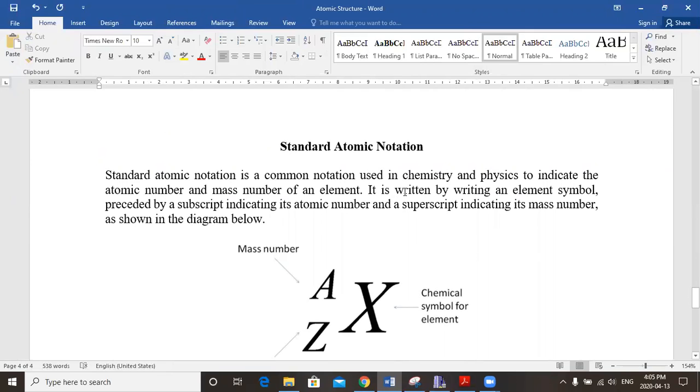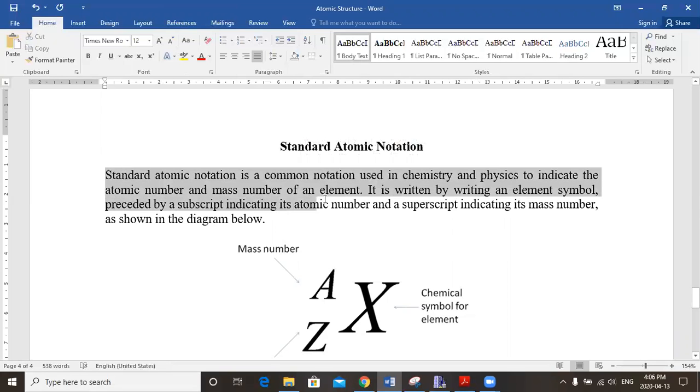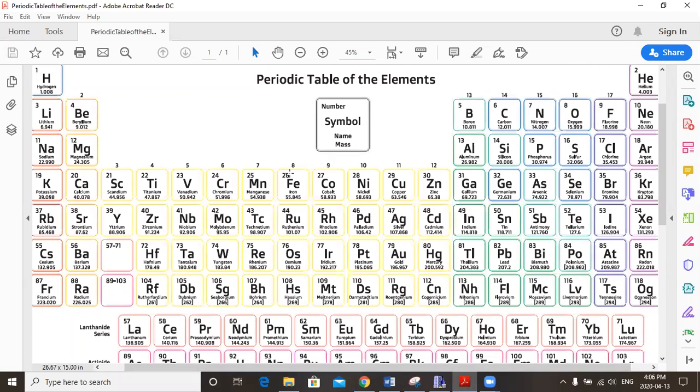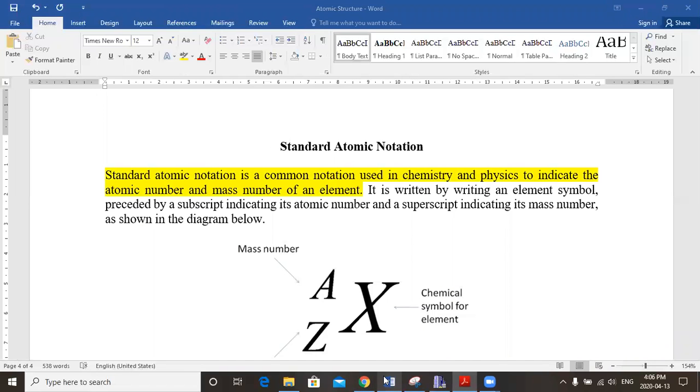Okay, so the last thing we have, and this is a little bit of extra information. This is a little bit opposite to the periodic table, but we have what's called standard atomic notation. Standard atomic notation is a common notation used in chemistry and physics to indicate the atomic number and mass number of an element. So I'll highlight that for you. It's opposite to what you see on the periodic table. Here, the mass number is on top, whereas on the periodic table, the atomic number is on top. So the standard atomic notation is opposite to what you see on the periodic table.